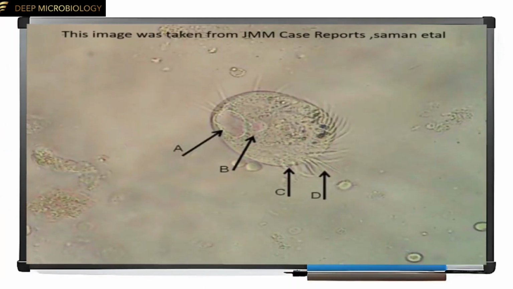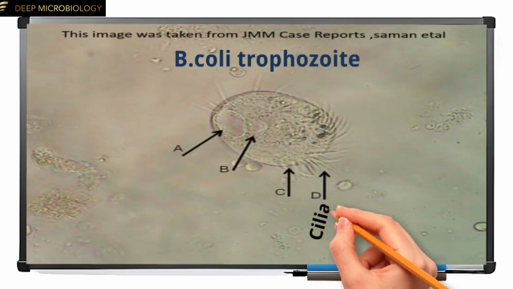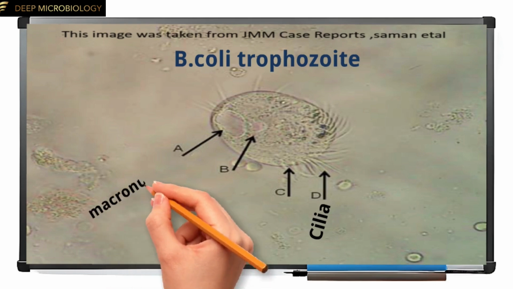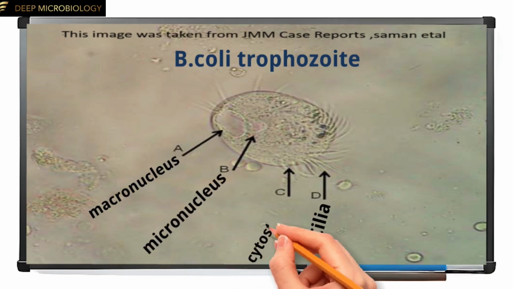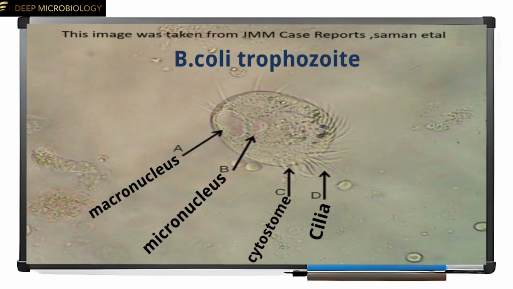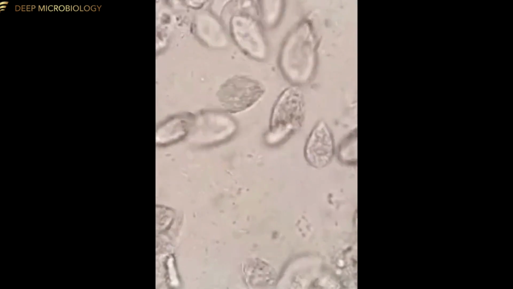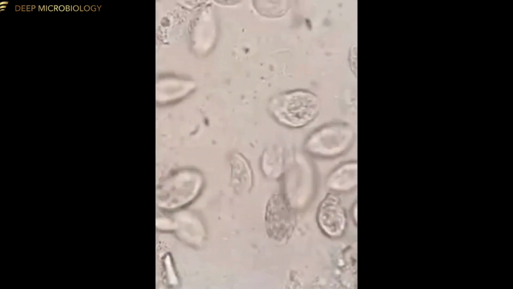Here, you can see that the Balantidium coli trophozoite is covered with cilia, which allow it to move actively in liquid environments like urine. The macronucleus controls most of the cell's functions, while the micronucleus plays a role in reproduction. The cytostome, essentially the mouth, is where the trophozoite takes in food. Balantidium coli trophozoites can be detected in urine sediment after centrifugation. As seen in this video, the trophozoites exhibit high motility.